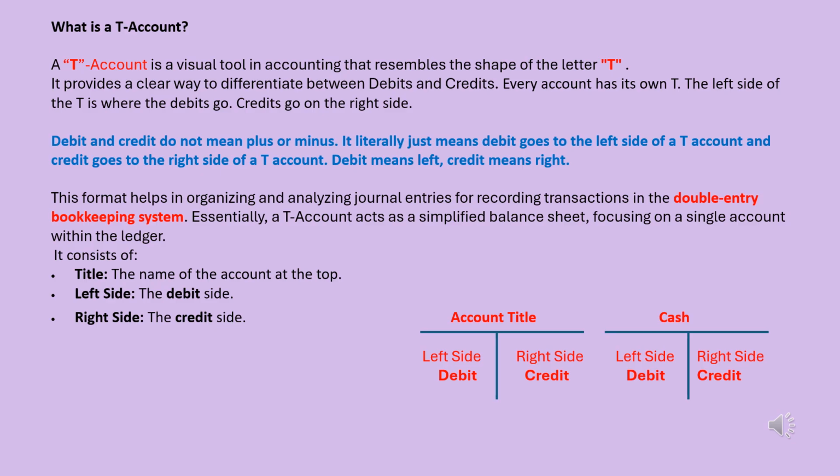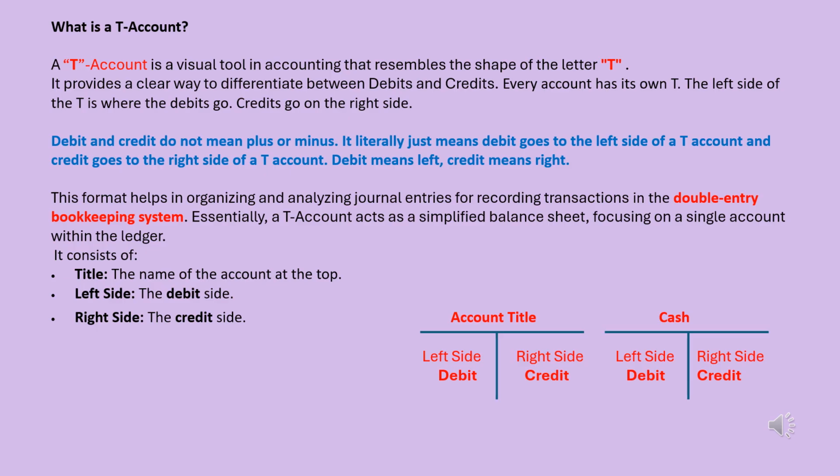What is a T-account? A T-account is a visual tool in accounting that resembles the shape of the letter T. It provides a clear way to differentiate between debits and credits. Every account has its own T. The left side of the T is where the debits go. Credits go on the right side. Debit and credit do not mean plus or minus. It literally just means debit goes to the left side of a T account and credit goes to the right side of a T account. Debit means left, credit means right.